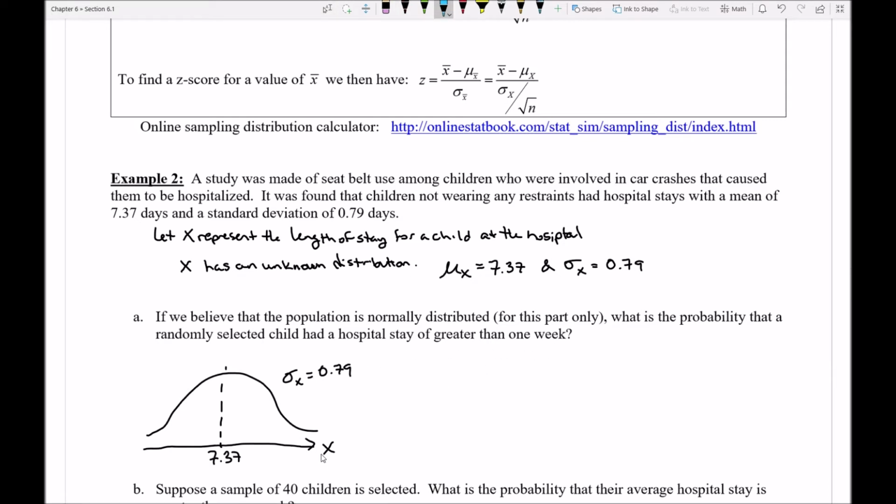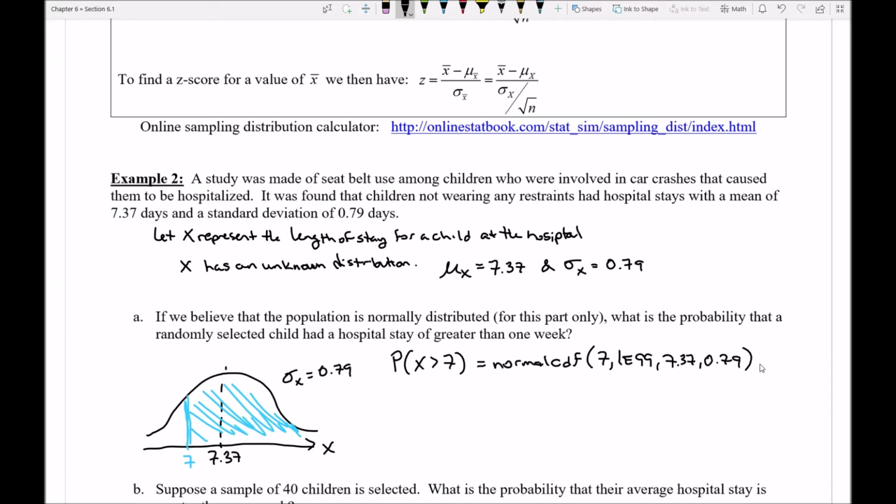Well, keep in mind here, X is being measured in days, so a week would be the same as 7 days. So I'm going to go right here from 7, and I'm going to shade all the way up into the corner. So I would write this as probability that X is greater than 7. I know I can calculate that with a normal CDF, starting from 7, going to 1E99, and then I would type in my 7.37 and my standard deviation of 0.79.